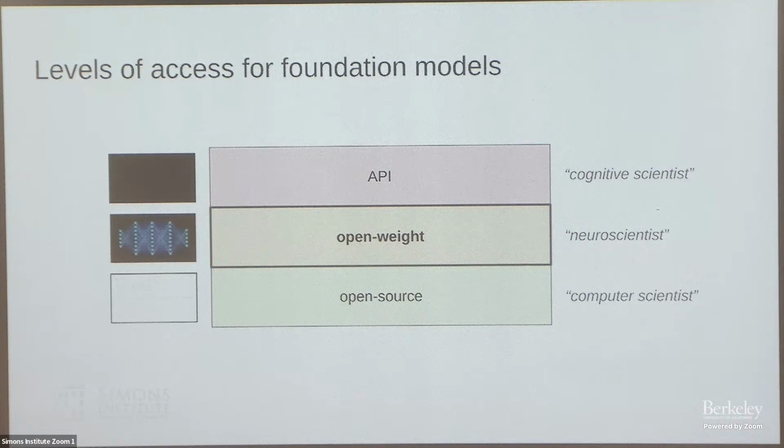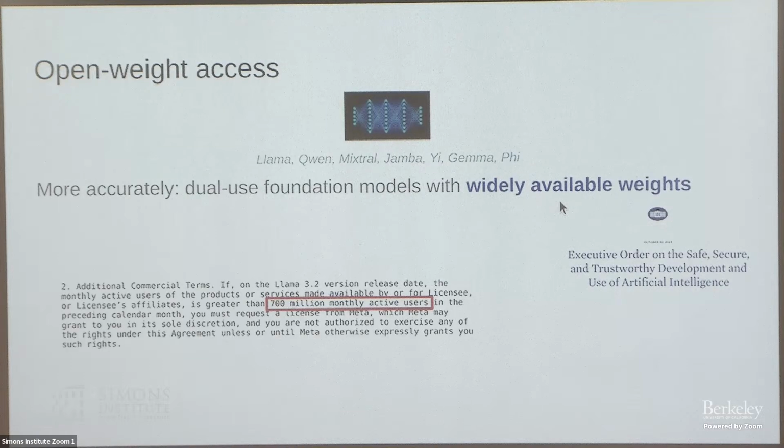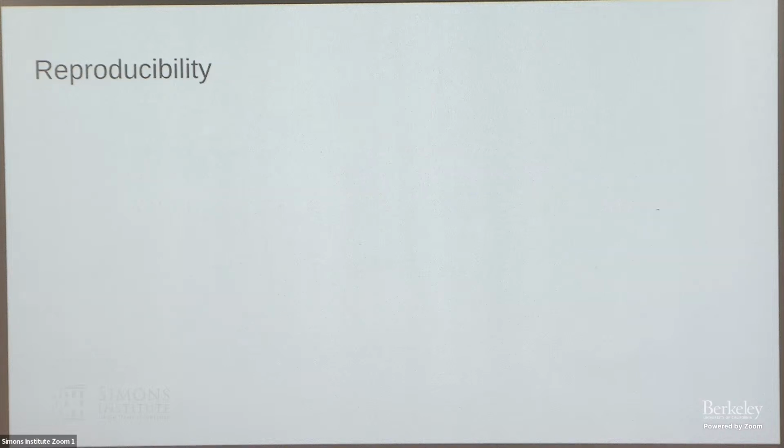Wow, so generous. Okay, so let's descend the layer cake to open weight models. Technically, these should be called dual use foundation models with widely available weights, which comes from the executive order from last year. The reason they're widely available as opposed to universally available is that, yeah, it just rolls off the tongue, there are restrictions. If you happen to be an organization that has over 700 million active users, then it's not actually open to you. So just a caveat. But for the rest of us, it is freely available to use.